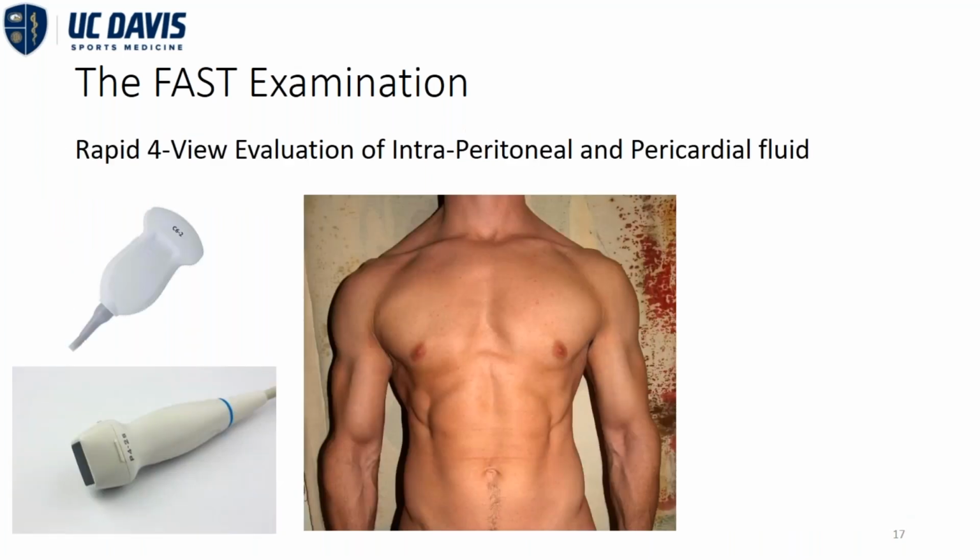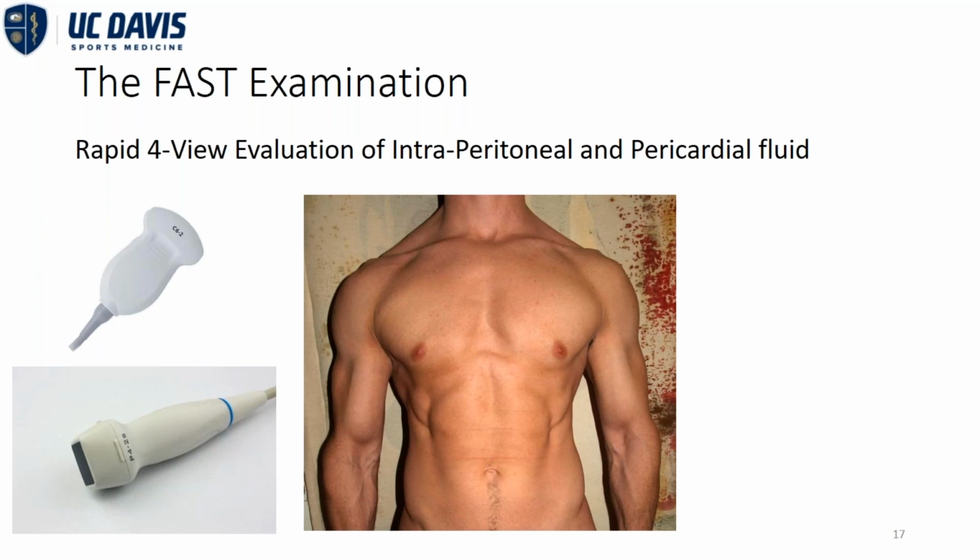How do you do the FAST examination? So it's a rapid 4-view evaluation for intraperitoneal, pericardial, and hemothoracic fluid. Now you can use two transducers. You can use the curvilinear, or you can use the phased array, also known as the cardiac transducer. The reason we select these transducers is they have a great degree of penetration, allow for a lot of depth when evaluating intra-abdominal organs. The high frequency or linear transducer gives you really crisp images up to about 5, maybe 6 centimeters depth, and that's just not enough depth for the studies we're going to be doing.